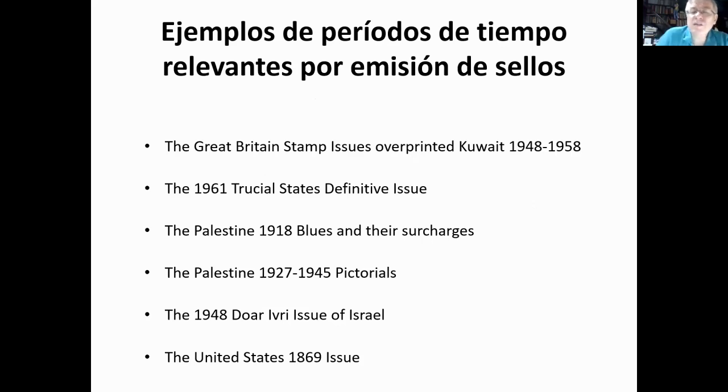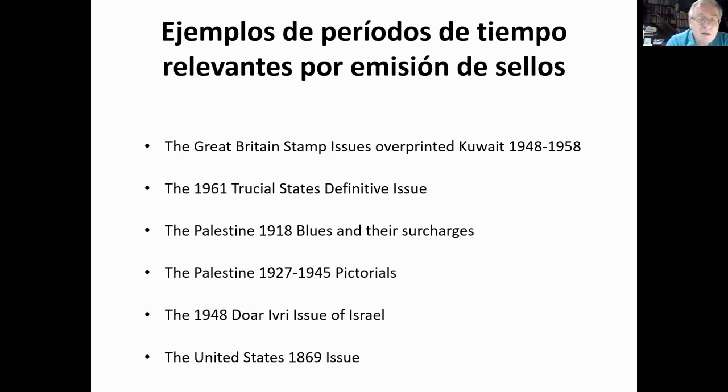Now, some specific titles which make clear both the geographical scope and the time periods would be those shown on the slide currently. So, for example, the Great Britain stamp issues overprinted Kuwait, 1948 to 1958, the period of the British administration. You've defined clearly that it's Great Britain stamps, overprinted. You've defined the geographical scope being Kuwait, and you've defined the time period, that of the British administration.